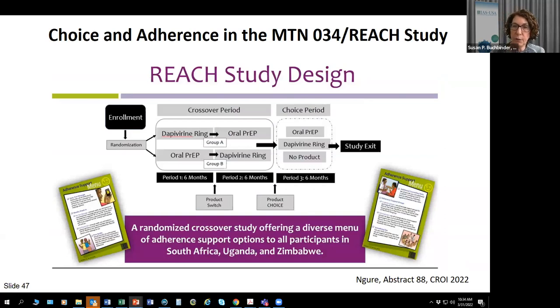So this was a very interesting study looking at what do women choose if they have an option to take either the dapivirine ring or oral PrEP. And what happened in this study was half of the women were randomized to get the dapivirine ring first and then oral PrEP for the second 6 months. The other half were given oral PrEP for the first 6 months and then the dapivirine ring for the second 6 months. So everybody got an opportunity to take both. And then they had a choice period where they were offered either oral PrEP or dapivirine ring, or they could choose no product. And this was being done in South Africa, Uganda, and Zimbabwe.